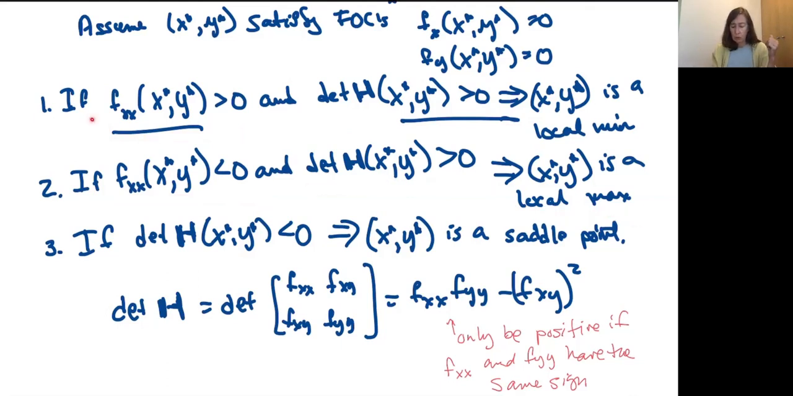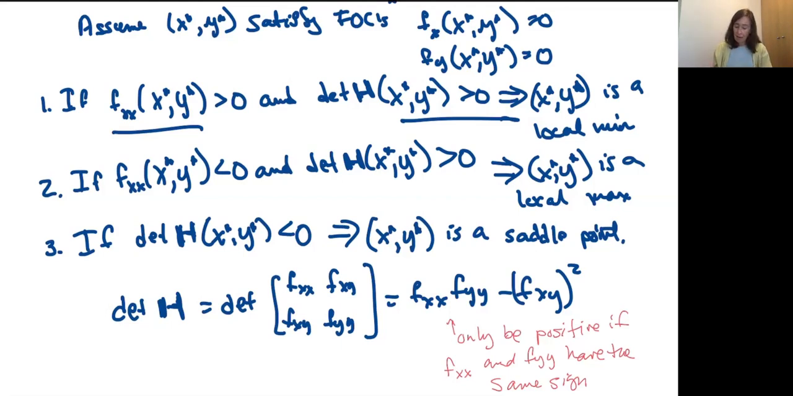Okay, so this first part, that the direct second partials are positive, is the same as in the univariate case. If the second derivative is positive, we have a local min. If the second derivative is negative in the univariate case, we have a local max. In the multivariate case, if the direct second partials are negative and the determinant is positive, we have a local max.